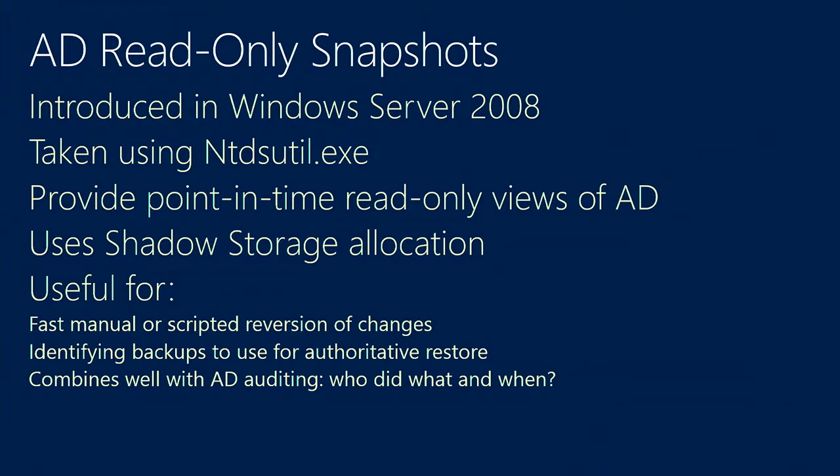Quite often you need to piece together a sequence of events, particularly after something's gone wrong, because you really want to finger the blame, right? You want to point at somebody and say, it was you. But no, it's really just useful in all sorts of situations, including identifying a specific backup. If you need to do an authoritative restore, you just look back through your AD snapshots, find the one that's closest to the change, and then get the backup before that and restore that authoritatively. It combines well with Active Directory auditing, and I'll show that in a demo in a minute.